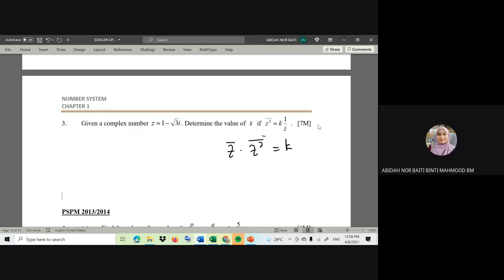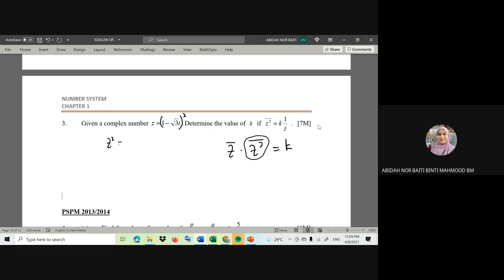Yang ni kamu square dulu ke conjugate dulu baru square? Square dulu baru conjugate, madam. Square dulu kan? Okay, semua orang boleh tak ni number 3? Okay, kita cuba. Buatlah square ya. Kita cuba square.